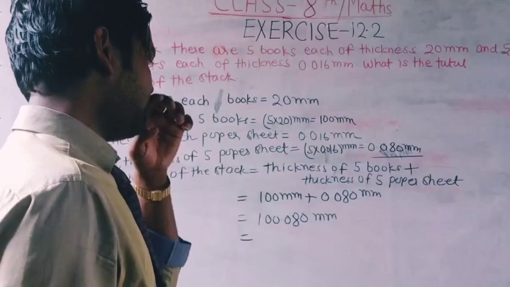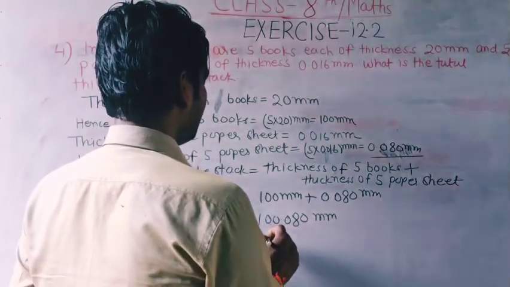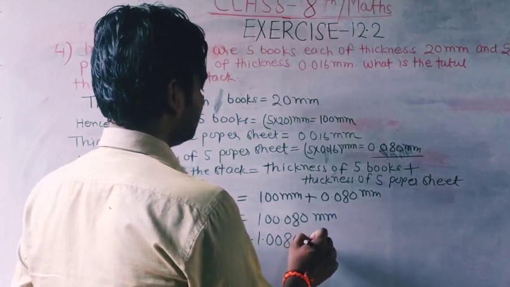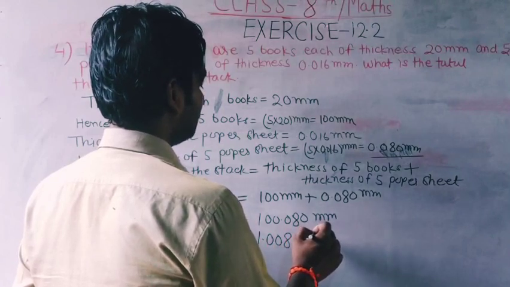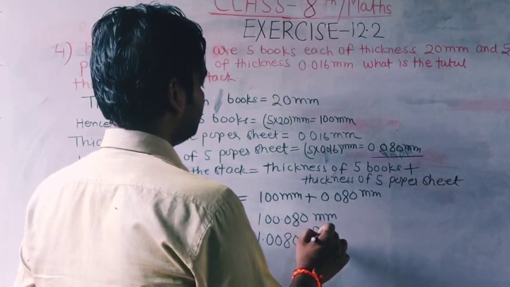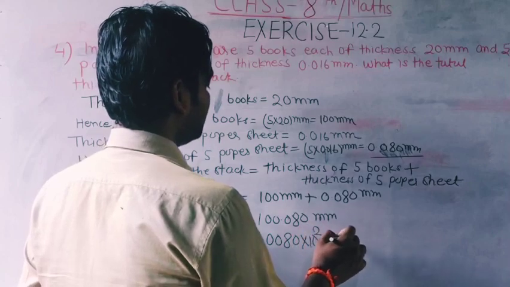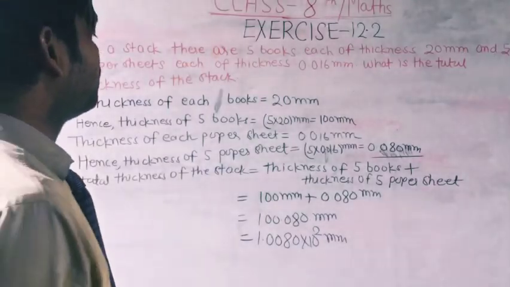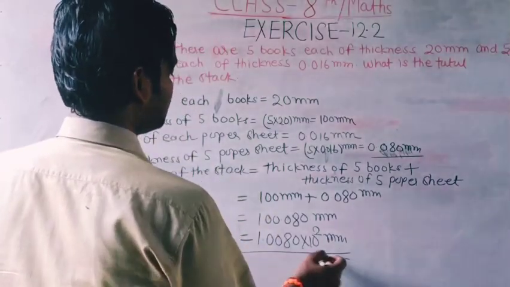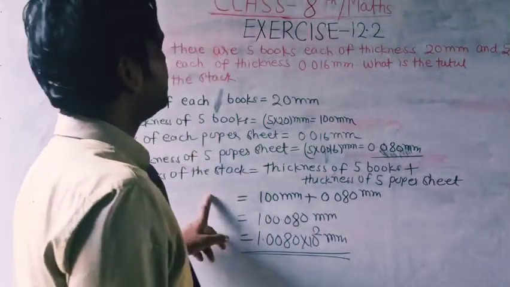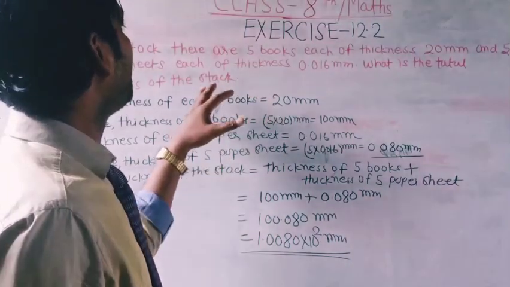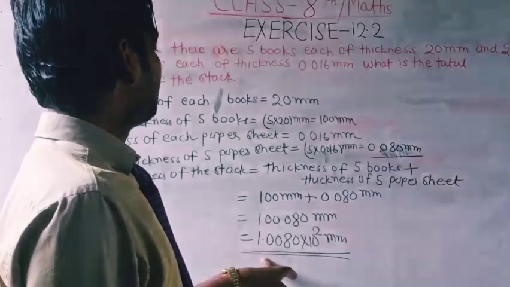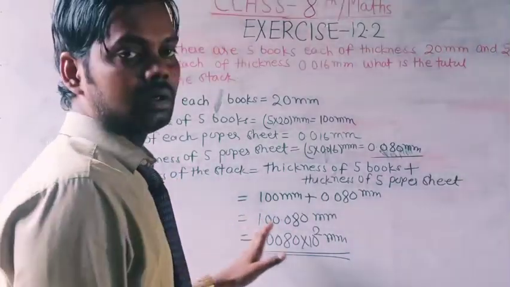And in standard form, this is 1.0008 into 10 to the power 2 mm. So this is the total thickness of the stack, meaning 5 books plus 5 paper sheets. So dear children, this is the required solution of question number 4.